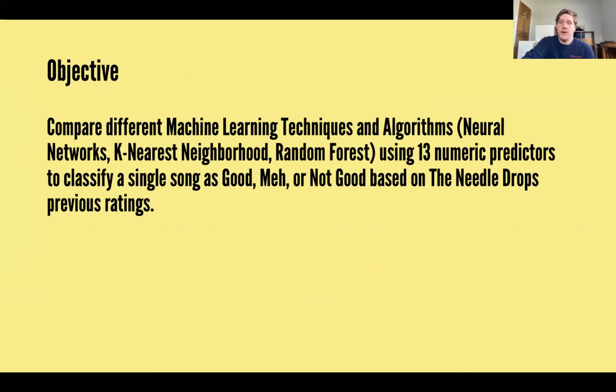So the objective of my analysis is to compare different machine learning techniques and algorithms, such as the 3 that I'm using here: neural networks, k-nearest neighbors, and a random forest, using 13 numeric predictors to classify a single song as good, meh, or not good, based on previous ratings that the Needle Drop has given.